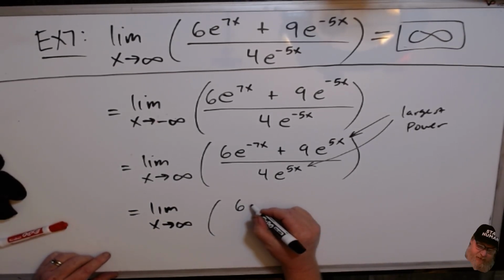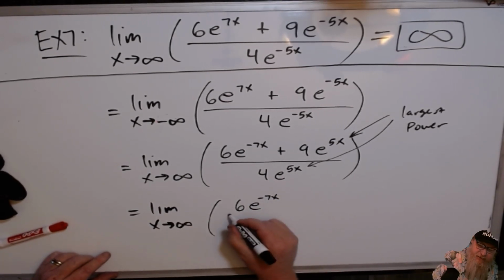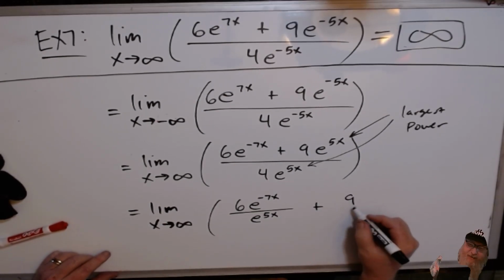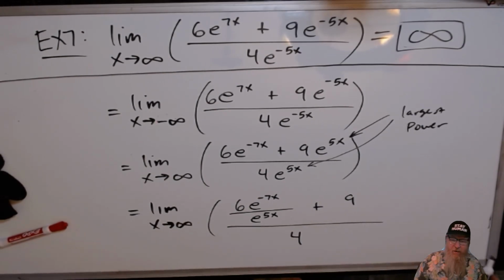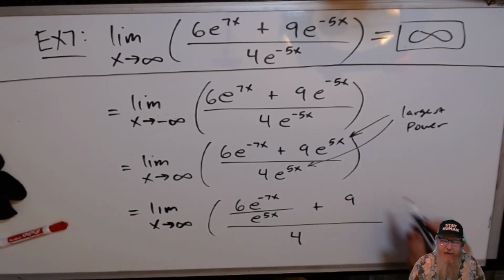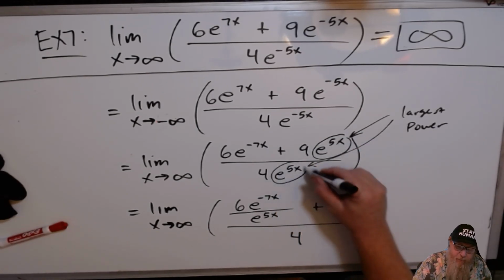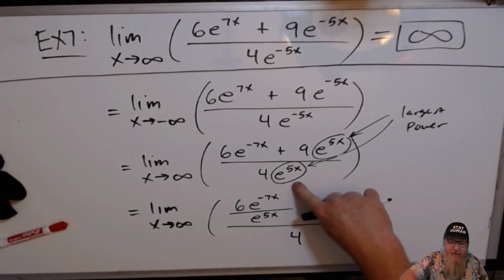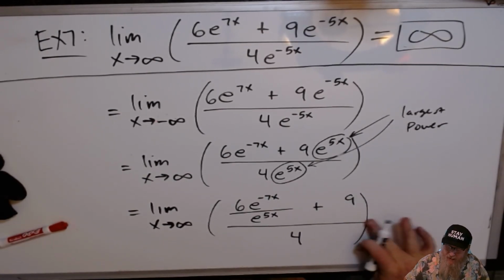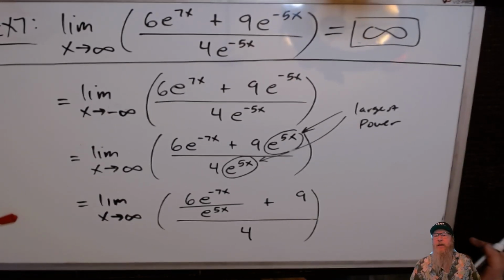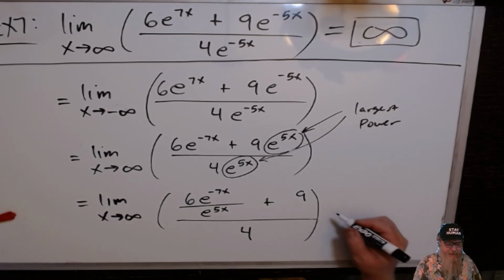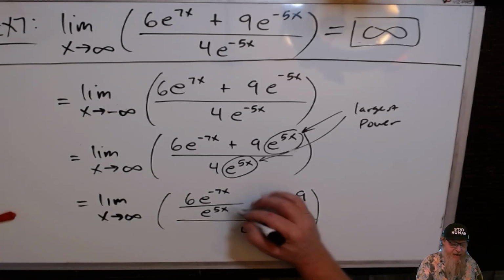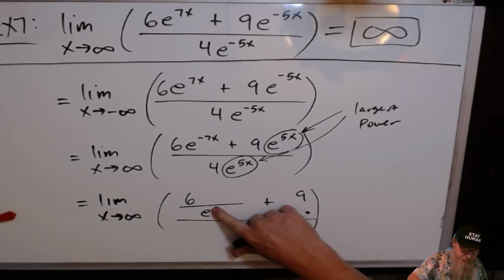So that'll be 6e to the negative 7x over e to the 5x plus 9 over 4. Now again, I'm not showing that step mainly because I'm running out of room, but if I divide this by e to the 5x, I will just get 9. And if I divide this by e to the 5x, I will just get 4. So I'm just conserving some space here. All right. Let's do some quick math here. I'm running out of board space, but that's going to be 12x in the bottom. Let's just go ahead and do that.